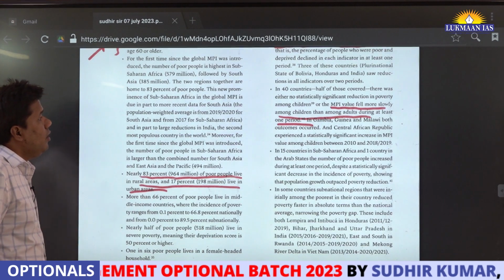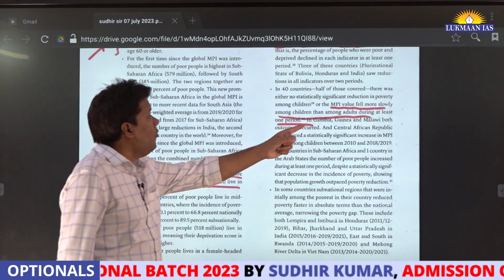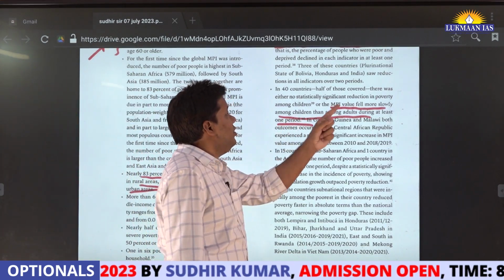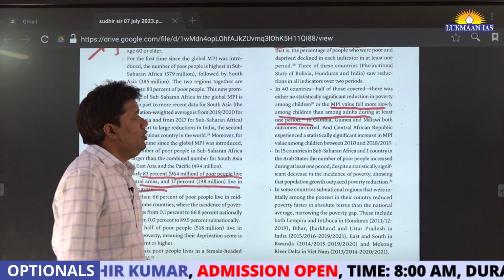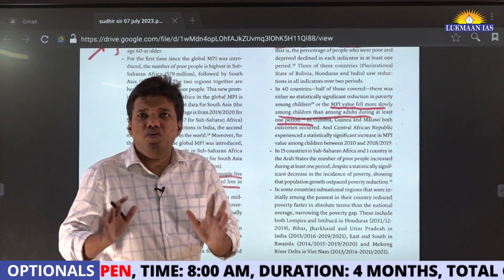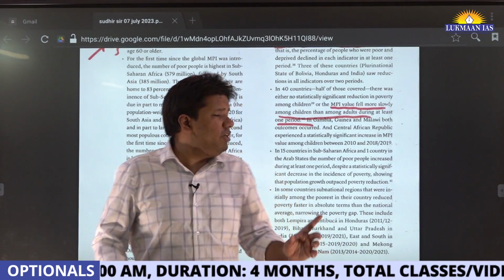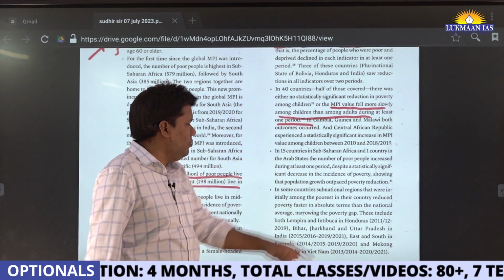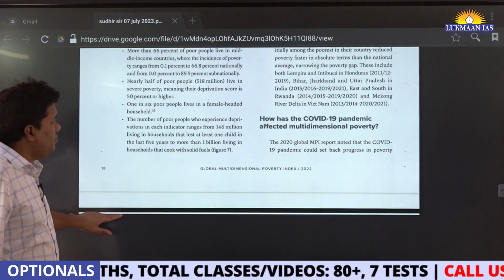Now, MPI value fell more slowly among children than among adults during at least one period. This is a problem, right? It is difficult to eradicate poverty among children. They are also mentioning the same thing. Fine.